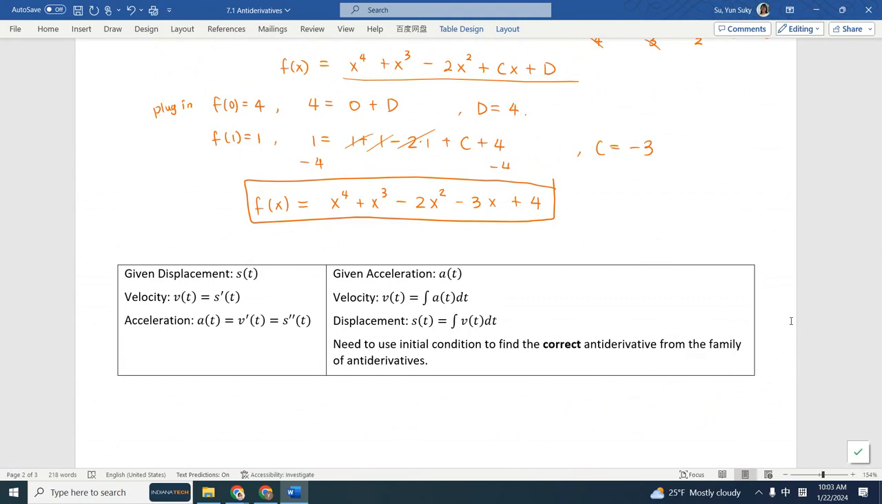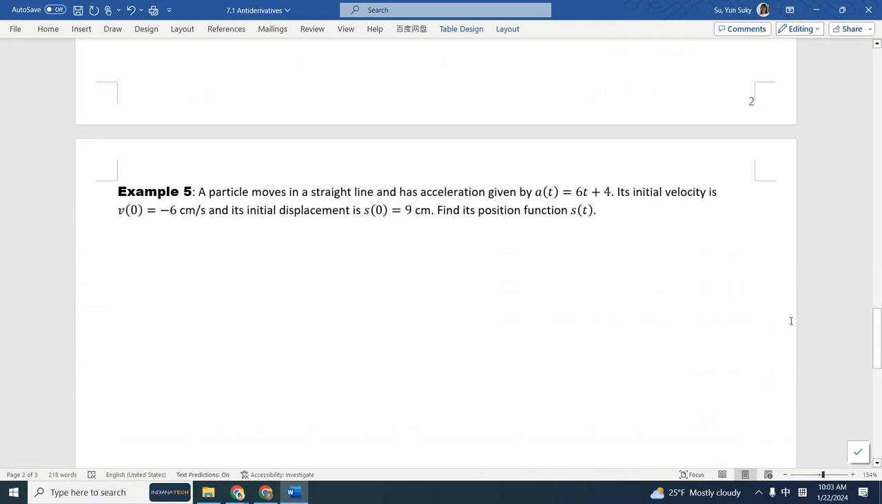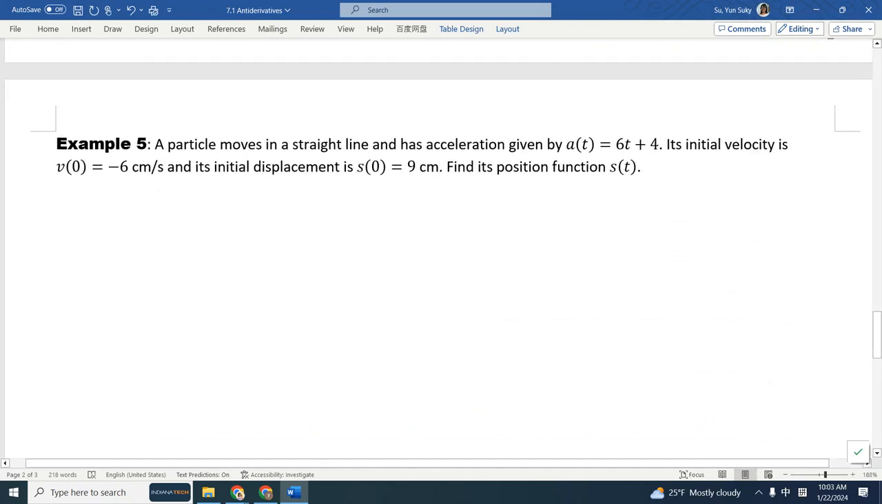So we need to plug in the initial condition. Sometimes they might give you initial velocity, sometimes they will give you initial displacement. So you plug in the initial condition to find the constants c and d, so you can find the correct antiderivatives. Okay, so let's look at our example 5.